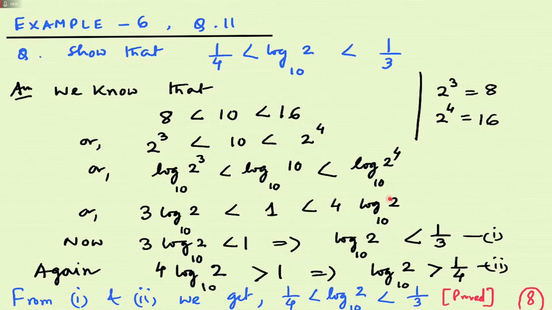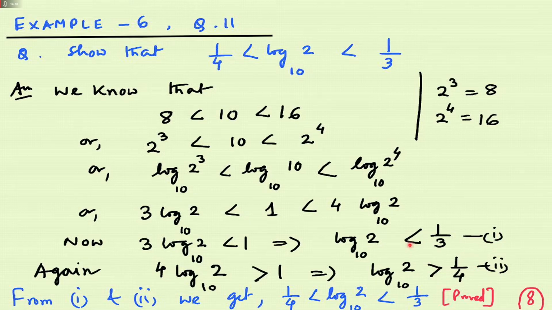That means 4 log 2 base 10 is greater than 1. So I am writing this in this form: 4 log 2 base 10 is greater than 1. Now 4 is a positive number, so if you divide both sides by 4, the inequality will be unchanged. So you will have log 2 base 10 is greater than 1 by 4.